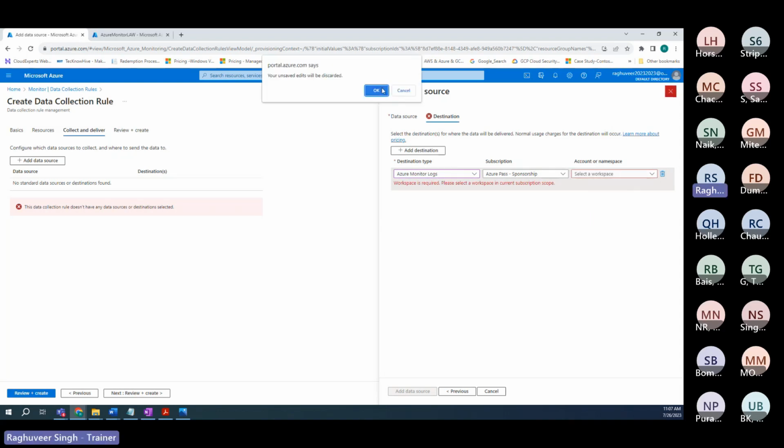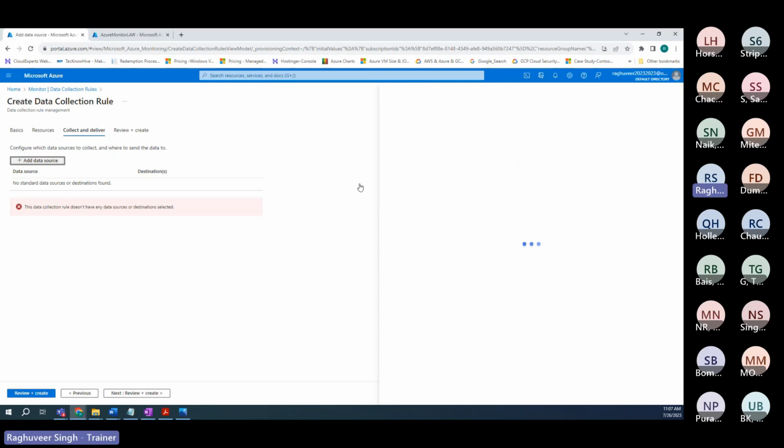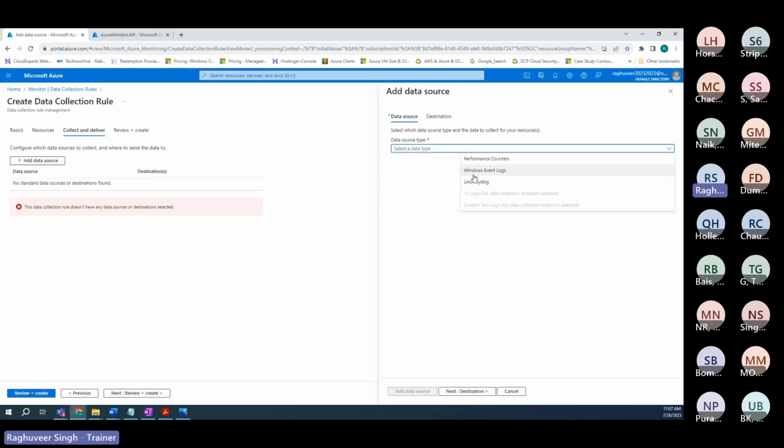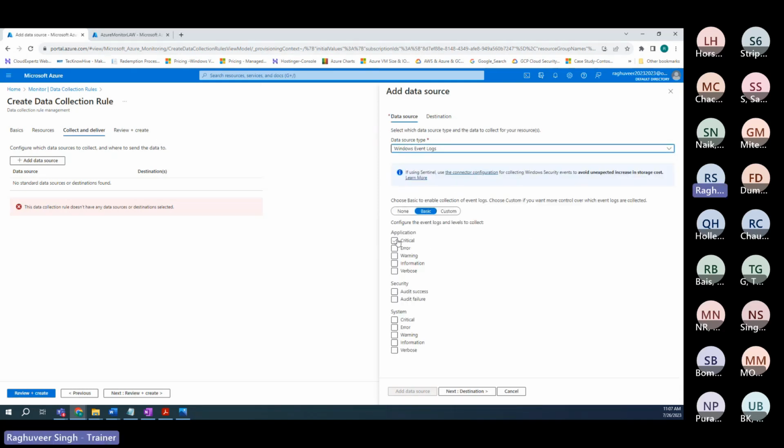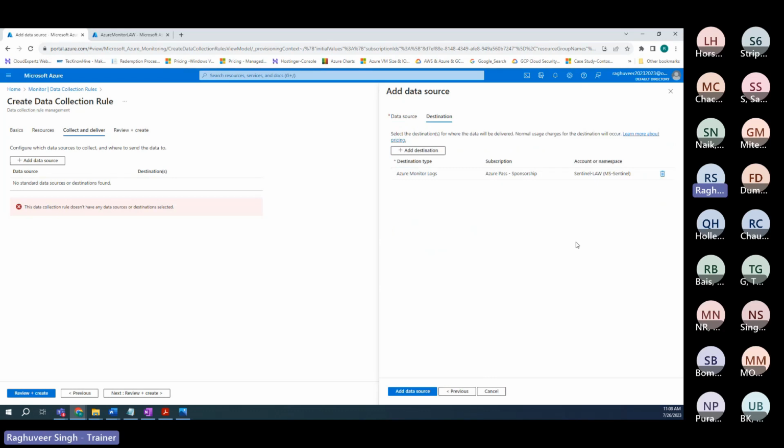Now, when I select the security related data, at data sources, let's say I want to collect event logs. This is security related data. For this data, when I select the workspace, I select the Sentinel workspace. Okay. Now in the Sentinel workspace, security related data will go, and in the operational workspace, infrastructure monitoring data will go.